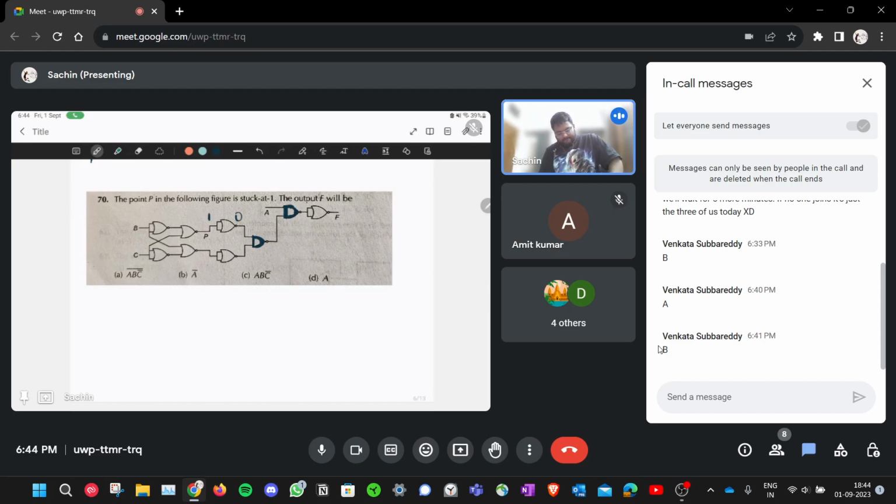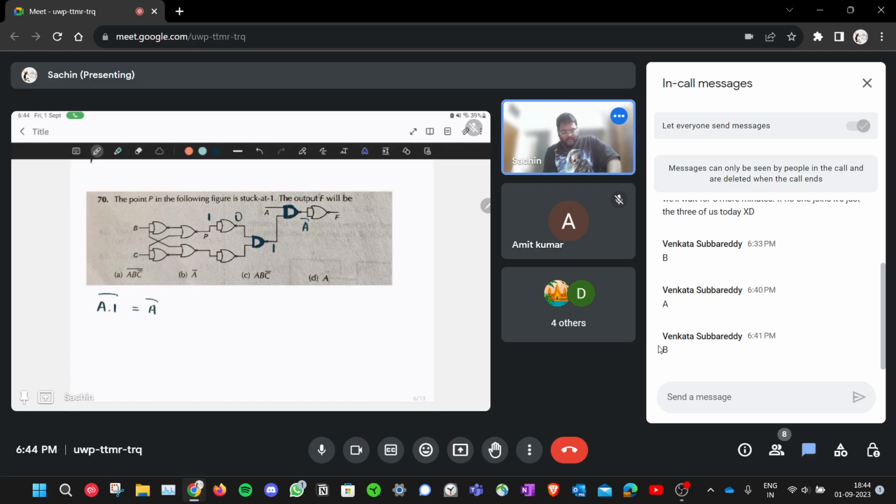Then there was a mistake in the diagram. I have corrected it. So it's a NAND gate, and if one of the inputs to a NAND gate is 0, you'll get a high output. So this is 1. And then next you have a NAND gate again. One of the inputs is A, the other input is 1. So its output is A dot 1 complement, which is A bar. So you get A bar here.